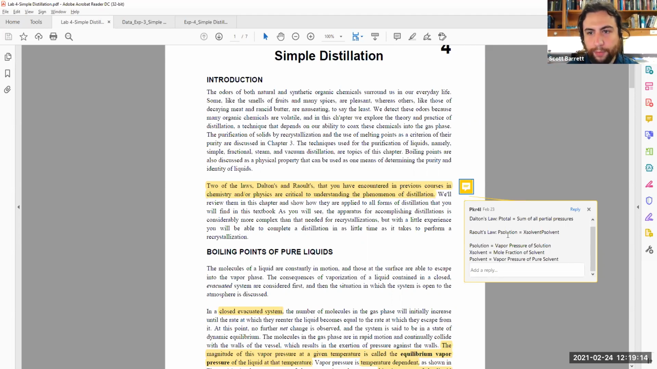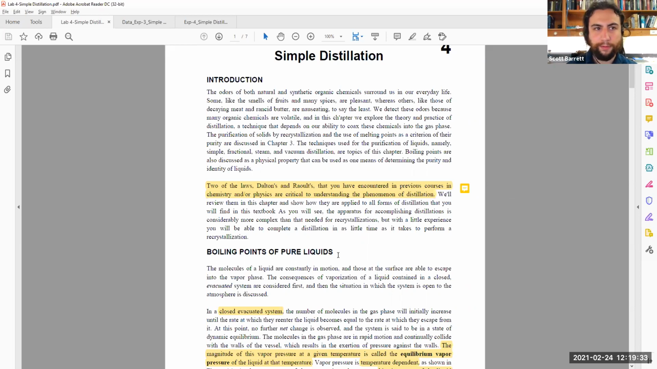Secondly, Raoult's law: the pressure of the solution is equal to the mole fraction of the solvent times the vapor pressure of the pure solvent. So here, the vapor pressure of the solution is equal to the mole fraction of solvent times the vapor pressure of pure solvent. And we'll go into more detail with that, including a derivation of the equations, as we go further down.